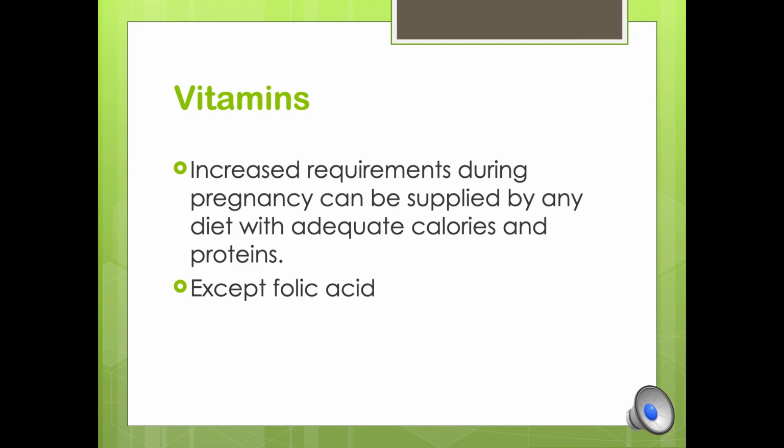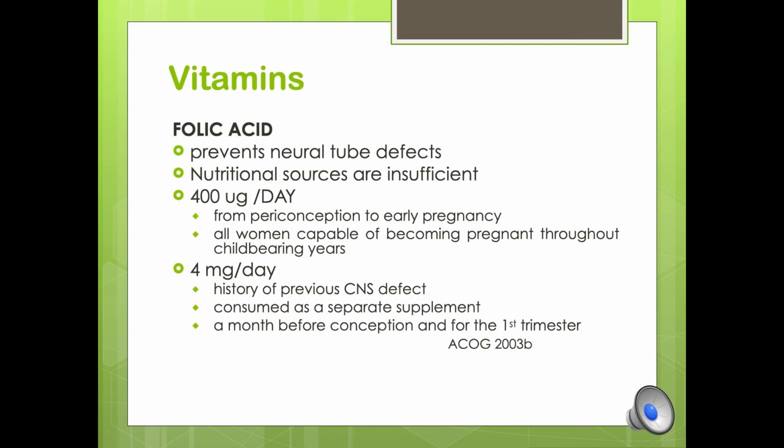With vitamins, just like minerals, the increased requirement during pregnancy can be supplied by any diet with adequate calories and proteins, except for folic acid. Folic acid supplementation can decrease neural tube defect risks, and since nutritional sources are insufficient to provide this, the recommendation is to take 400 micrograms per day from periconception to early pregnancy. This is recommended to all women capable of becoming pregnant throughout childbearing years.